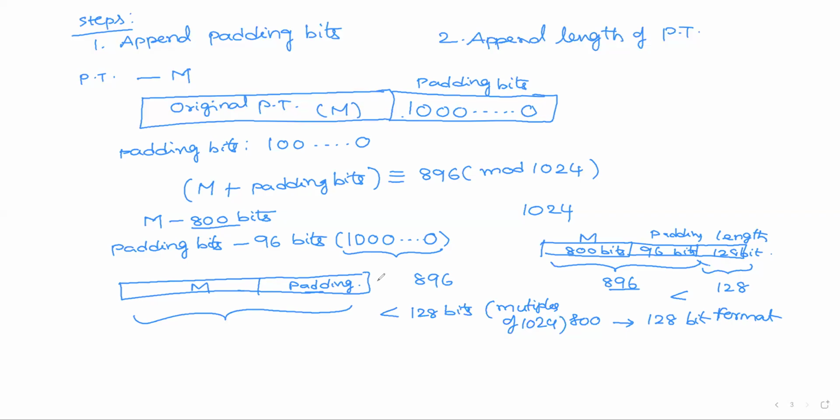M is only the original plain text. For that, we are appending padding bits and then appending the length of the plain text in 128-bit format. So the length of these two must be less than 128 bits for multiples of 1024 bits. The same we are representing with the help of the congruence operation. For theory, you can remember this, but it is better to understand it in this way.